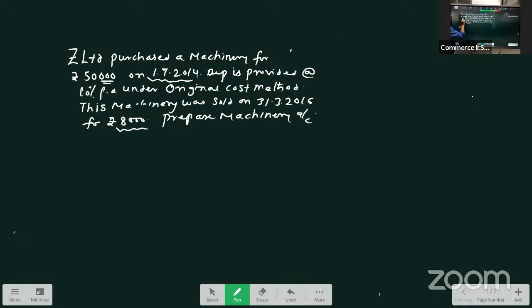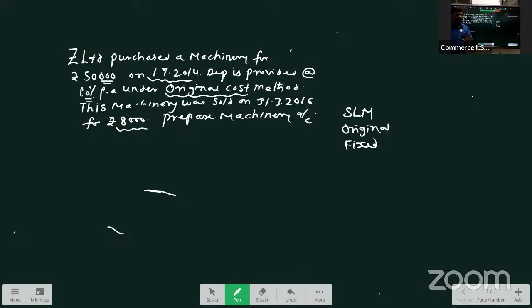Depreciation is provided 10% under what method? Original cost method. Sir, is it a different method? No, it is the same one which we did in the last problem, and that method is known by 3 names. It is straight line method, original cost method, or fixed installment method, SLM. So please don't get confused. You remember all the 3 names, they are one and the same. Okay, so we'll be solving this problem.